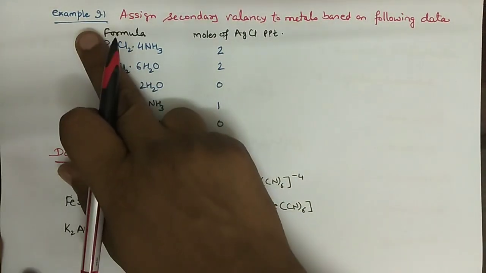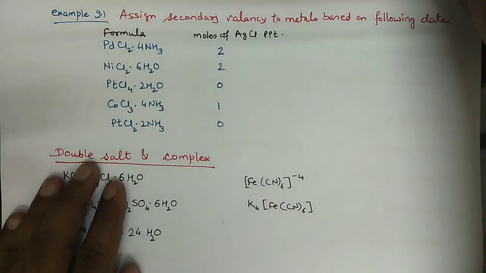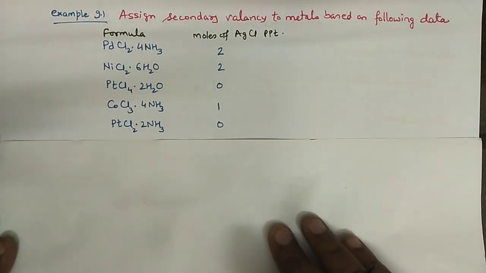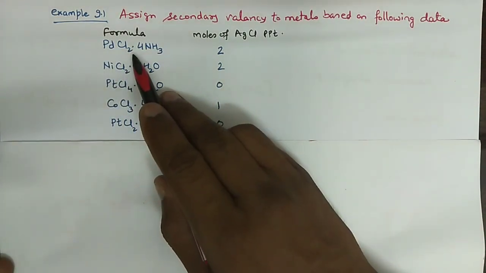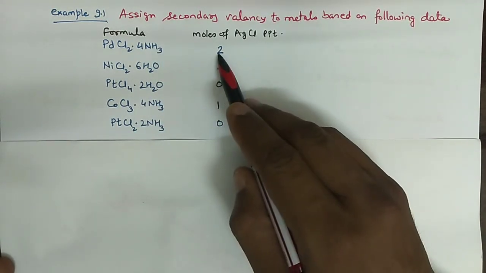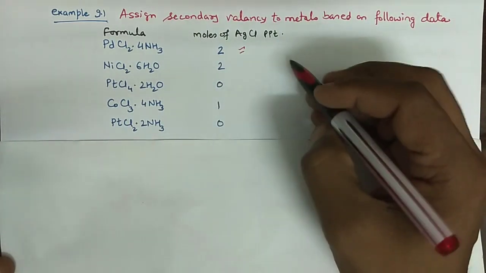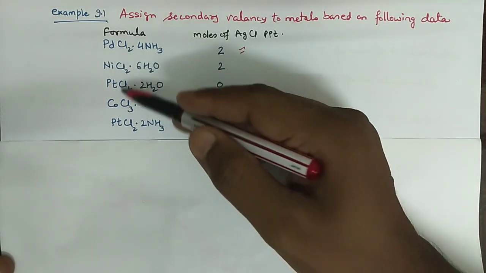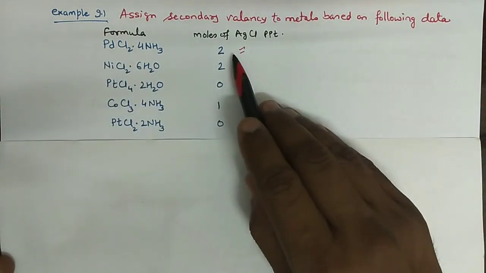Now here is example 9.1, and in this example you have to tell the secondary valencies of the metal based on the following experimental data, right? So in this case we have palladium and 2 chlorine and 4 ammonia, and the moles of silver chloride precipitated is 2, right? And what does it indicate? It indicates that since ammonia is a neutral molecule, water is a neutral molecule, chloride may be charged or may also have coordinate bonding, and that can be predicted from this result.